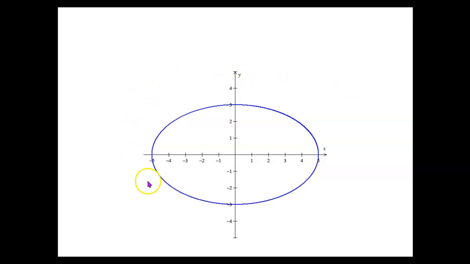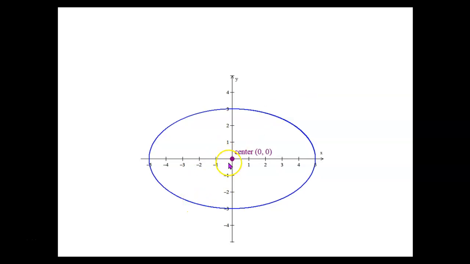So here is one example of an ellipse. Let's take a look at this and get a feel for some of the parts and properties associated with an ellipse. First of all, the center is the point right in the middle of the ellipse. For this particular ellipse, the center is the origin, the point 0, 0.